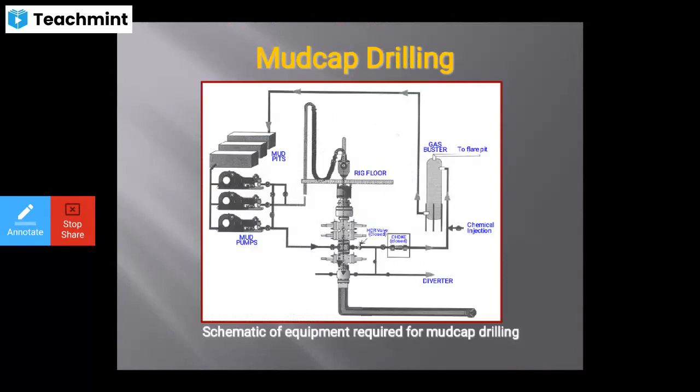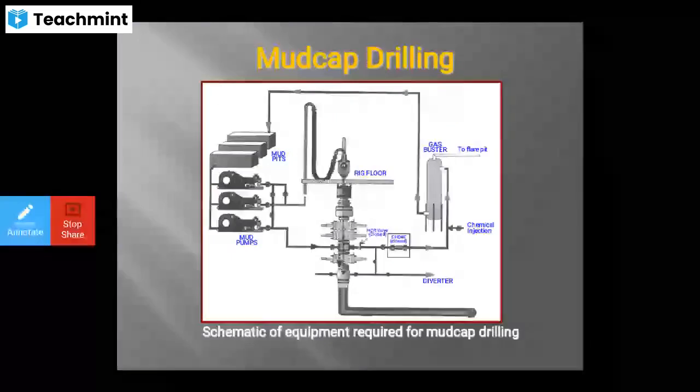And here you can see the closing of chokes. Choke is closed and the diverter also shown. So this is a schematic diagram of equipment needed for your mudcap drilling. So you can recollect your onshore drilling rig, the circulation system diagram. So it's a part of that, which is shown here for the mudcap drilling.